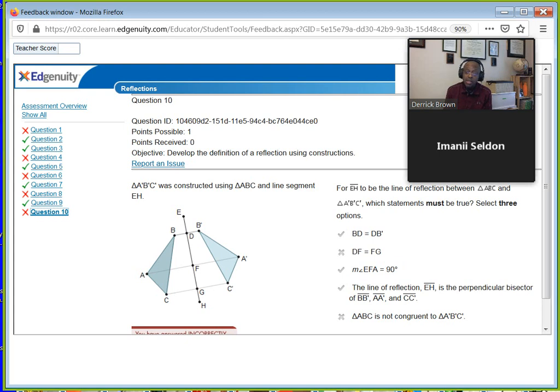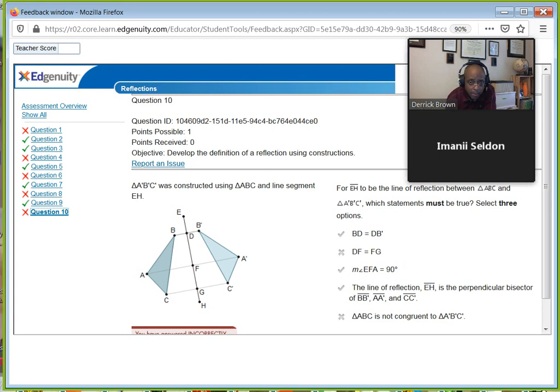Now the questions like number 10, I will go ahead and tell you, these are always hard where you have to select all the ones that are true. They're kind of always hard because you have to read all the answers and then decide whether each answer is right or not. So what we have in this one is, for EH, that line segment, to be the line of reflection between these 2 triangles, which statements must be true? So let's evaluate each one of them. Now, clearly you see on the screen which ones are right and which ones are wrong. So we're going to talk about why they're right and why they're wrong.